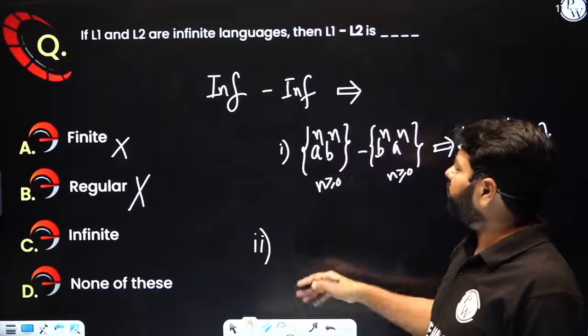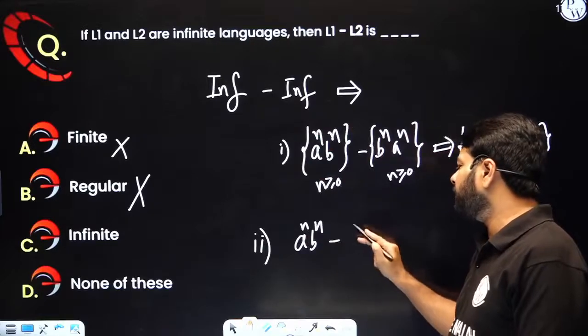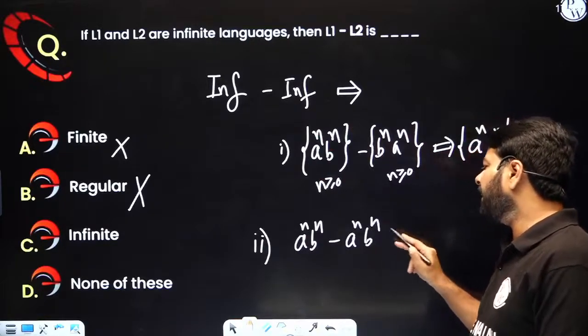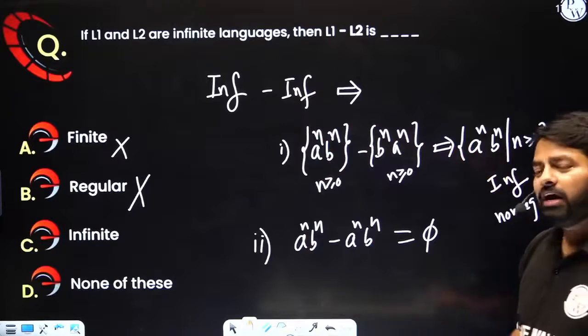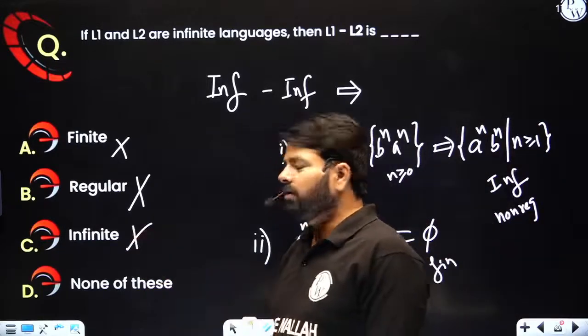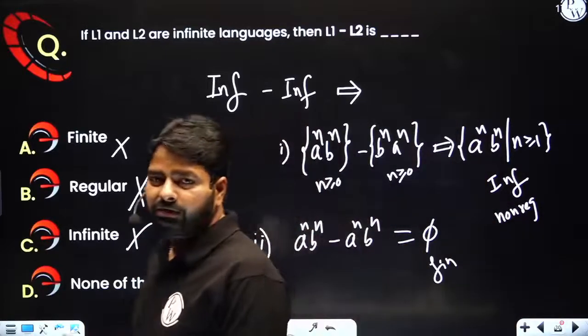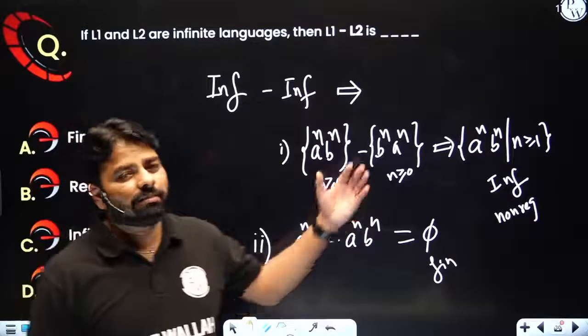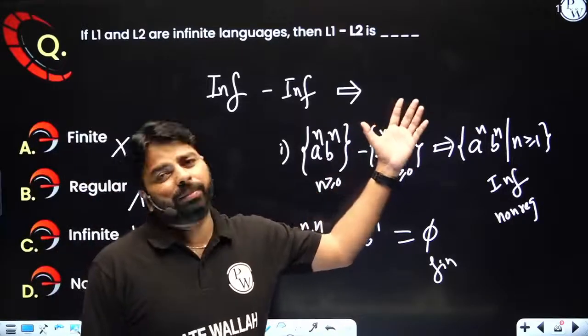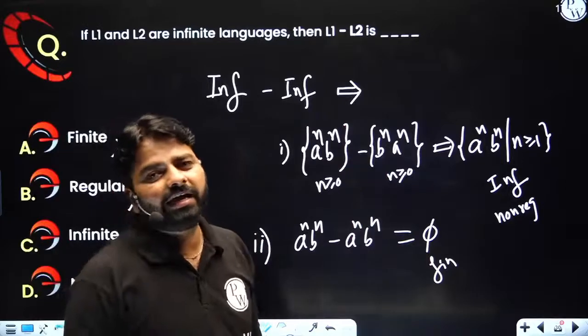Infinite minus infinite. Why are you taking two different examples? Take the same: a^n b^n minus a^n b^n. You will get empty. So this is finite. So this is also wrong. You can't say always finite, always regular, always infinite. What you can say is maybe finite, maybe regular, maybe infinite, but not sure. So infinite minus infinite, anything is possible.